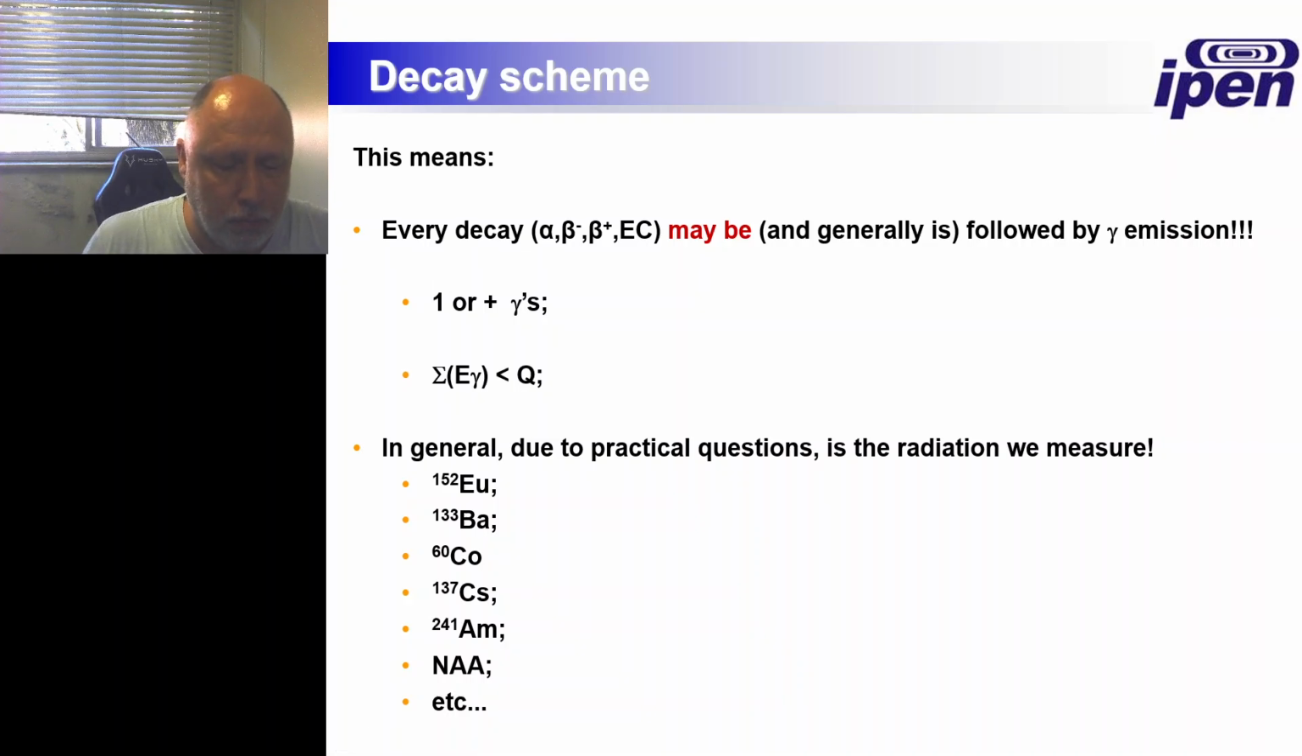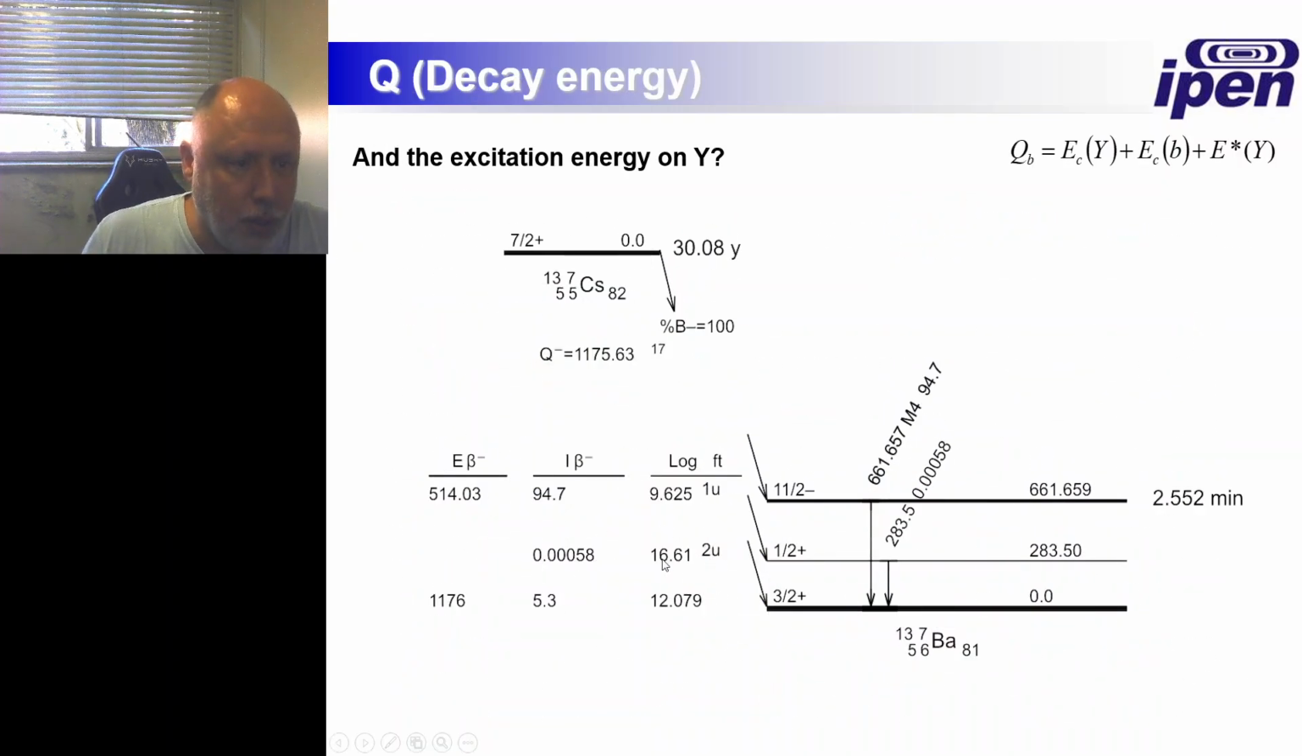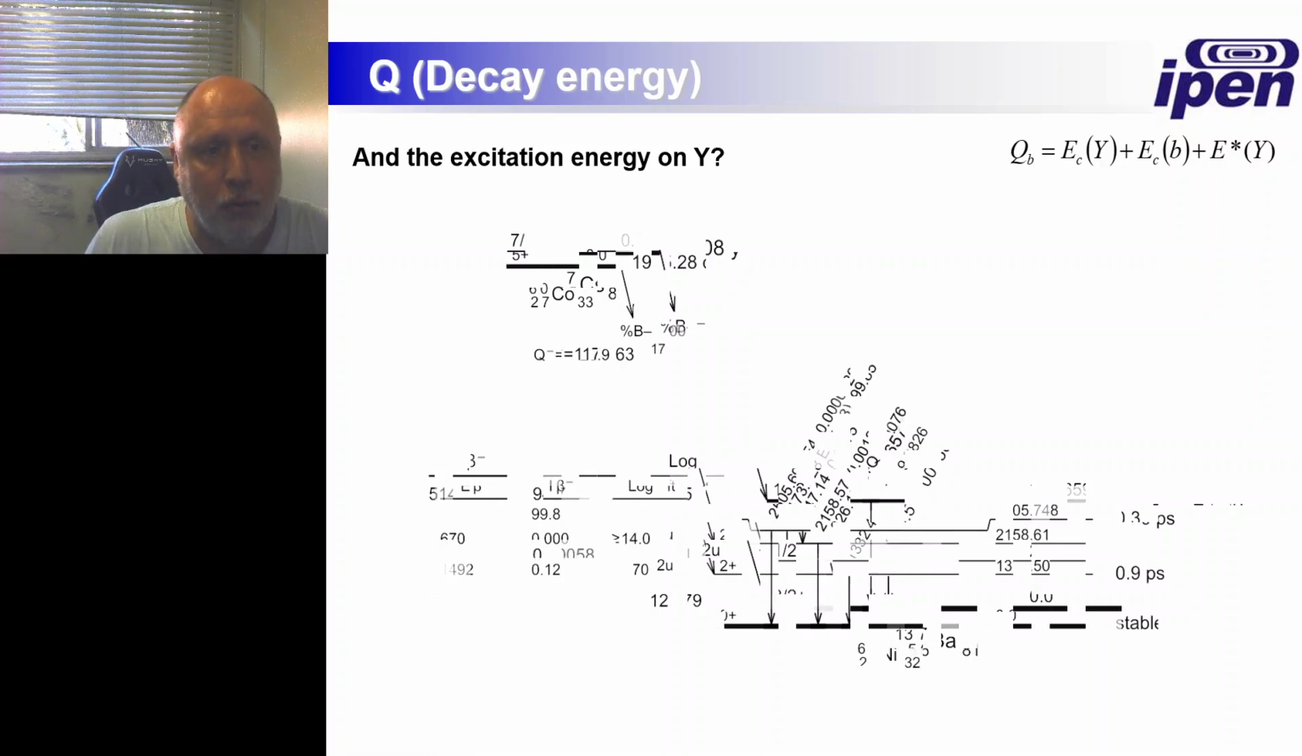Now, there are cases where, as I showed you here, in this case, 5% of the times there's no gamma ray emission, right? There's no excitation energy on Y. There's the case where there's never excitation energy on Y. That's the case of strontium-90, for instance, right? It always decays straight to the fundamental state of the next nucleus. Happens, but most of the times there are gamma rays.